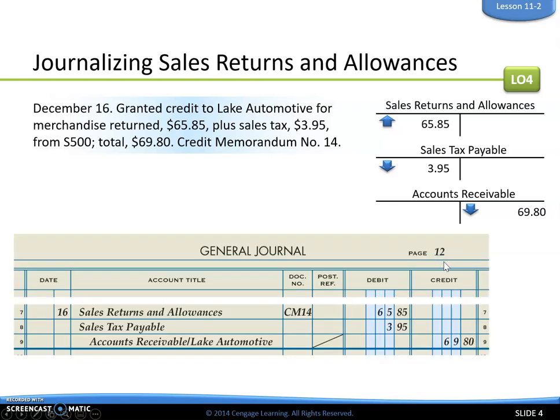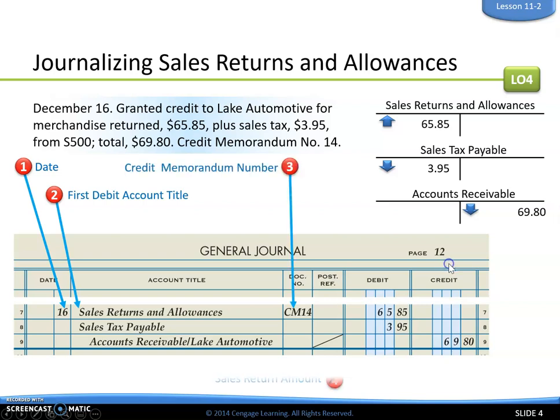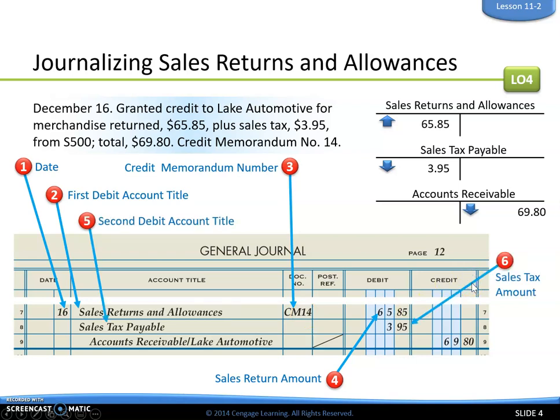Here's what it looks like in our general journal then. We're going to start with our date. We're going to put our debit to our sales, returns, and allowances. We have our credit memorandum. That's going to be simplified or abbreviated as CM14. Then we have our debit to our sales tax payable. And then we're going to credit accounts receivable / Lake Automotive for the total amount.